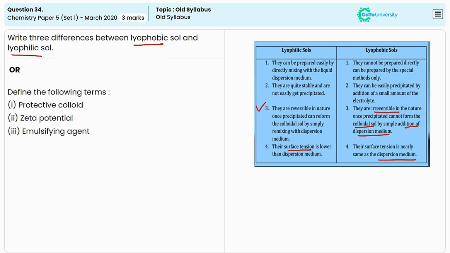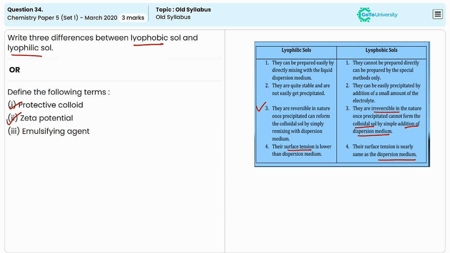Now let's come to the other question. The first one is to define the protective colloid. A protective colloid is a substance that stabilizes a colloidal dispersion by preventing the aggregation or flocculation of the particles. It achieves this by forming a protective layer around the colloidal particles, which increases their stability in dispersion. The examples include gelatin and starch. The protective colloids help to maintain the uniformity and effectiveness of colloidal systems.